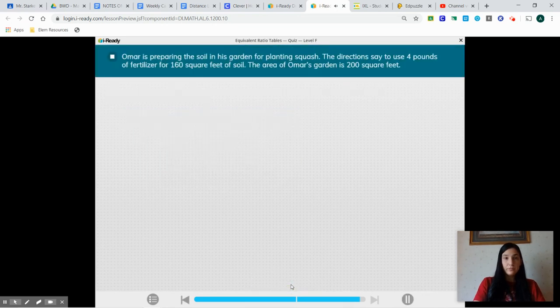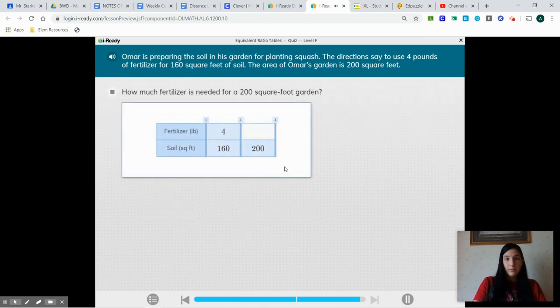Omar is preparing the soil in his garden for planting squash. The directions say to use 4 pounds of fertilizer for 160 square feet of soil. The area of Omar's garden is 200 square feet. How much fertilizer is needed for a 200 square foot garden?